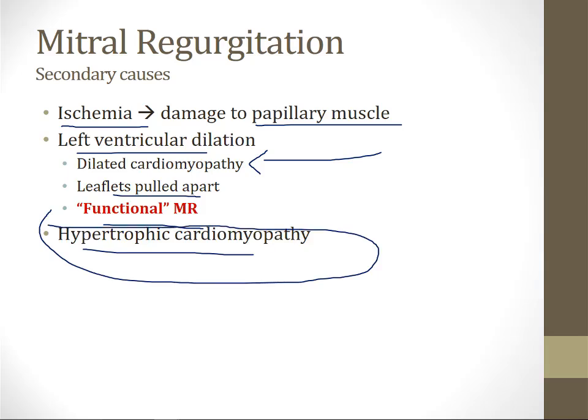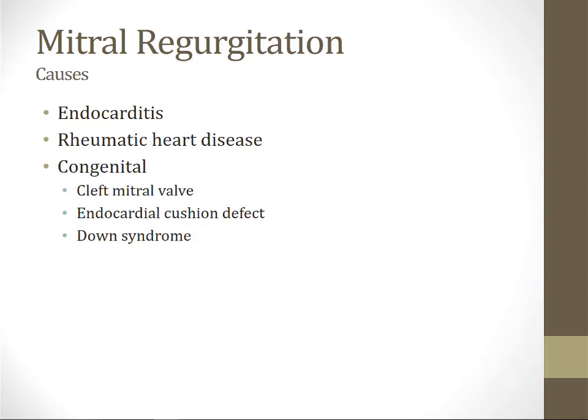Some additional causes of mitral regurgitation are shown on this slide. Endocarditis can lead to mitral regurgitation just like it can lead to regurgitation of any valve. Rheumatic heart disease sometimes causes mitral regurgitation in addition to mitral stenosis. And then there are a number of congenital heart defects which involve mitral regurgitation. So a cleft mitral valve is a mitral valve that is missing a portion of one of the leaflets. This is seen as part of endocardial cushion defects, which often occur in children with Down syndrome.